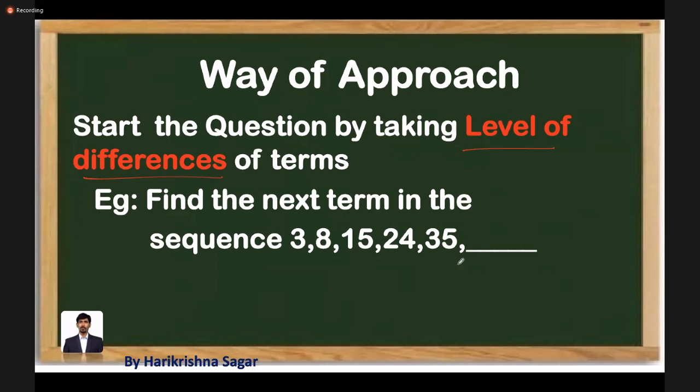For example, if it is a question like this, start the question by looking at the level of difference. Here we are able to see difference of 5, difference of 7, difference of 9, difference of 11. So 5, 7, 9, 11. What's the next difference? It should be 13. That means what is the answer choice? It should be 48. So like that, you can start with the level of difference. The level of difference will follow the pattern.